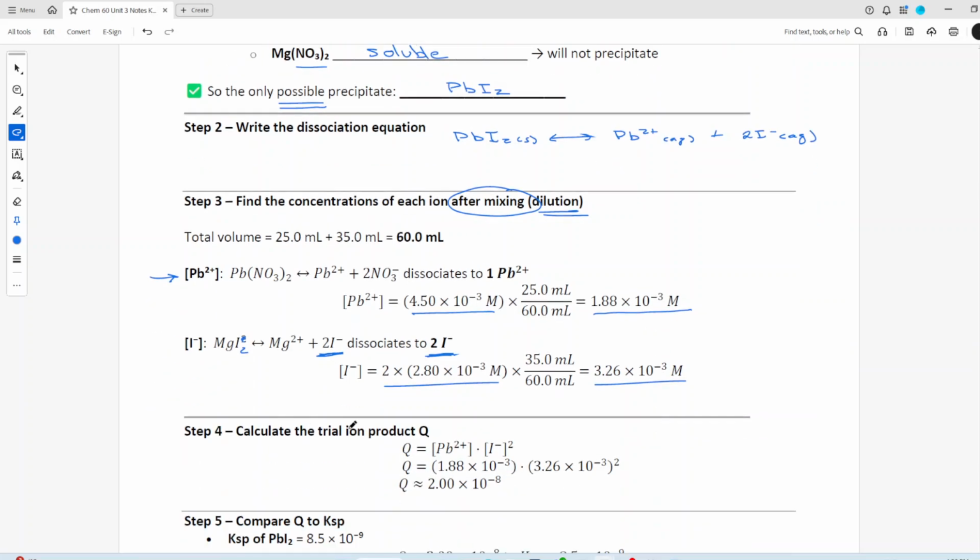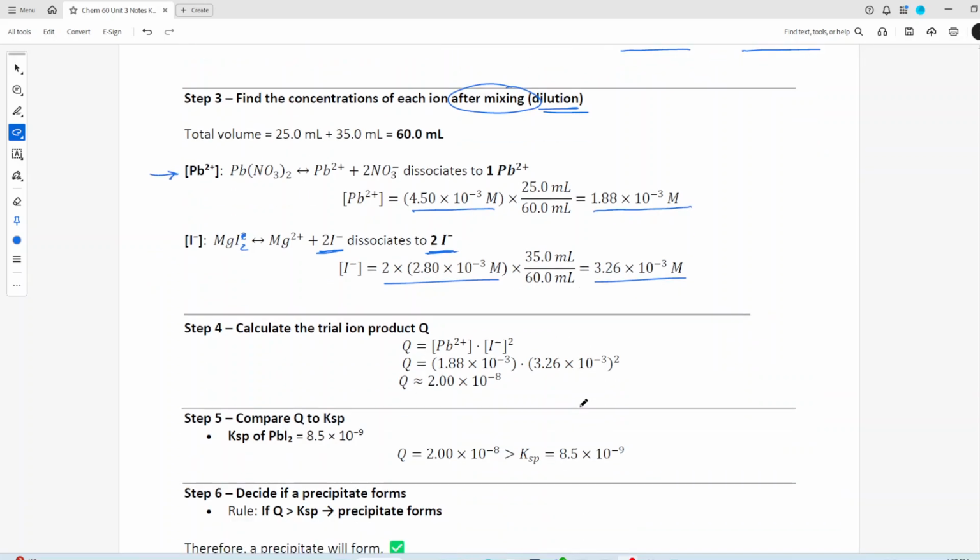So now what we would do is we'd find Q. Q is equal to, back up here, the concentration of lead times the concentration of iodine squared. So we're going to put in the 1.88 times 10 to the negative 3 times the 3.26 times 10 to the negative 3 squared, which would give us approximately 2.00 times 10 to the negative 8. I just did a quick check on my calculator because if you're not in scientific mode, it came out to 0.000002. So then I changed to scientific mode and I did get 2.0008. So to 3 sig figs is 2.00 times 10 to the negative 8 is my Q.